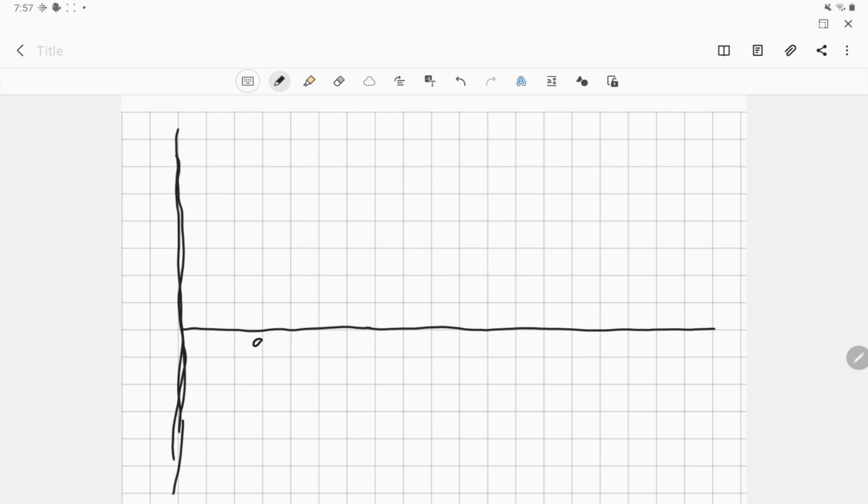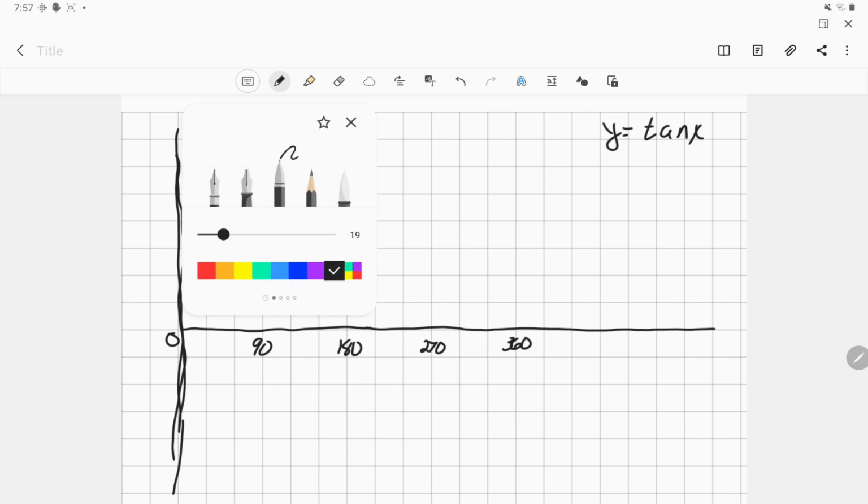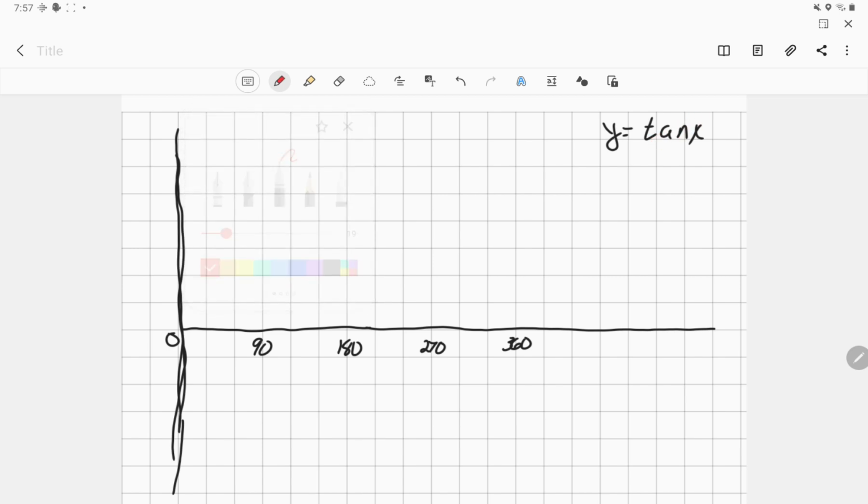So 30, 60, 90, and 1, 2, 180, 1, 2, 270, 1, 2, 360, and you could keep going if you wanted to, but 360 is far enough. And here is 0. So if we decide that we're going to graph y is equal to tan x, let's do that in a color. Let's do that in red. Okay, so we're going to do tan x in red.